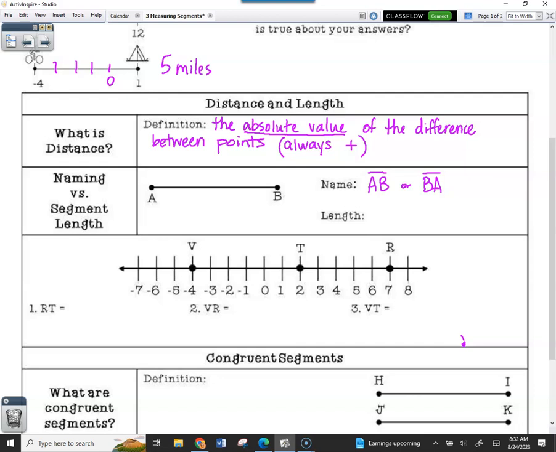Now, next it says length. So I need you to understand that if I told you that from A to B measures X plus 4, meaning we don't know the actual measurement, we just know the expression for it, right? Then I said, what is the length of it? You would say it's X plus 4.